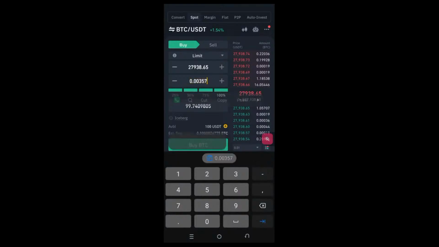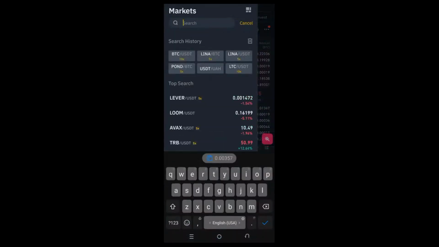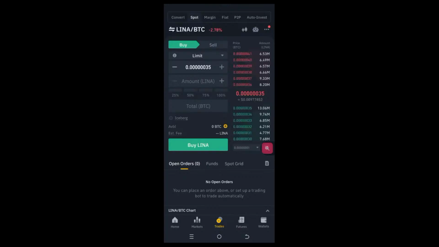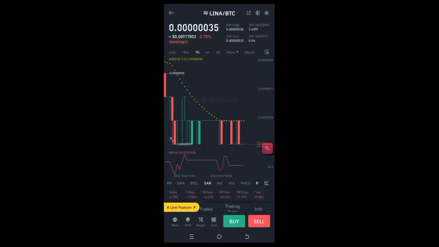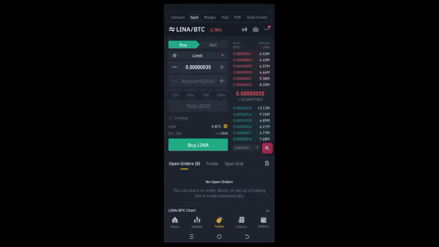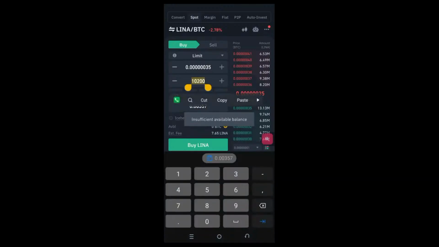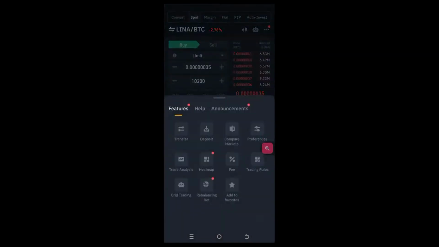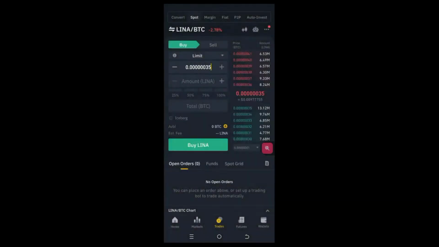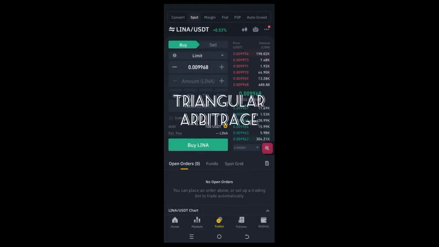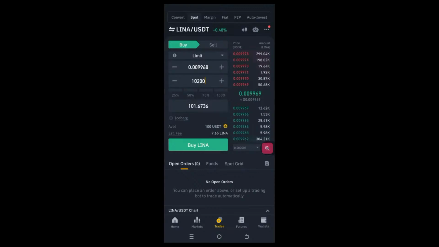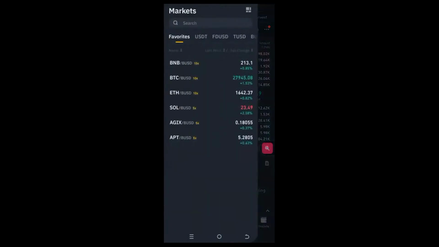Then let's go copy it and then go to Lena BTC. All right, here it is. I hope this is going to work for us. Okay, so let's put that in here quickly and buy. Make it snappy. That's 10,200. Let's copy that and quickly go and see how much this will give us in Lena USDT. By the way, this is triangular arbitrage. So I'm just going to put this in here and see. Oh, $1.67. Not bad at all. 1.67%. Let's go.